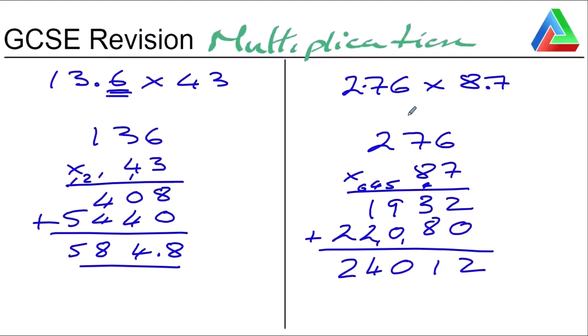Go back to our original multiplication. We've got 0.76, so that's 2 digits. We've got 0.7, that's another digit. So 3 digits after the decimal point in 2.76 times 8.7. So there should be 3 digits after the decimal point in our answer. So we count in 3 and we get 24.012.